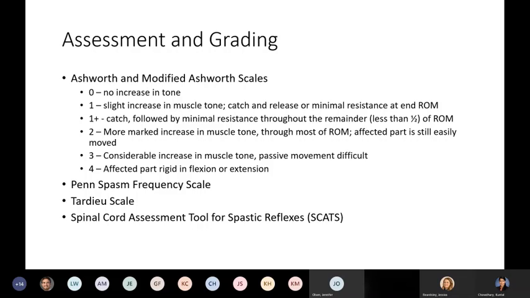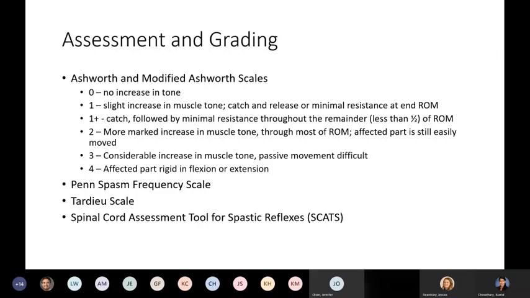And so they may have low or 0 modified Ashworth scores, but significant Penn spasm frequency scale scores. It's actually been shown in some studies looking at both of these that there's not a significant correlation between the two. So I think it's important to look at both for patients with spasticity, because you may not be picking up everything with the modified Ashworth. You may have someone coming into clinic talking about how bad their spasms are, and you range them and say, oh, they're not that bad, but you might just not be picking up on more of that phasic spasm component that they have.